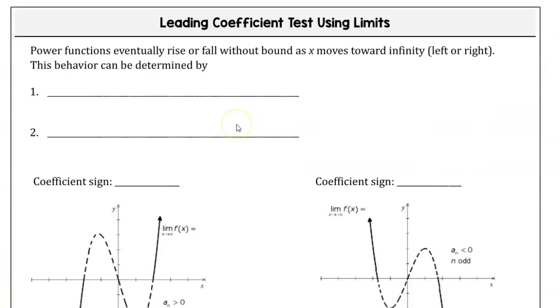Let's see how we actually use this. Let's look at some power functions here. They eventually rise or fall without bound as x moves towards infinity, which means left or right. The behavior can be determined by a couple of things that we've been looking at. Of course, the degree. If we know the shape of the graph, like a third degree and a fourth degree, we can already know what the graph is going to do at its ends. Especially if we know whether it's even or odd. If we know it's an odd function, one side's going up and one side's going down. With an even function, both are going up or both are going down.